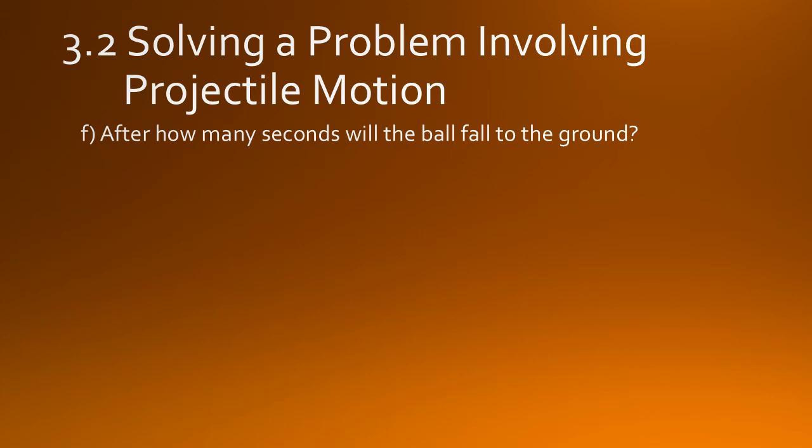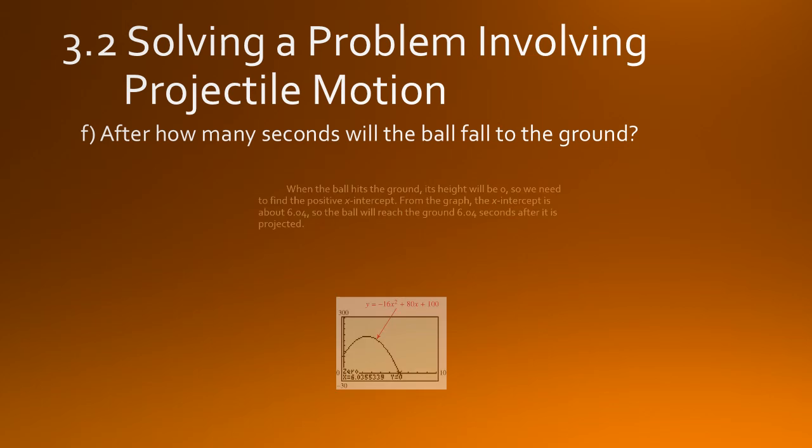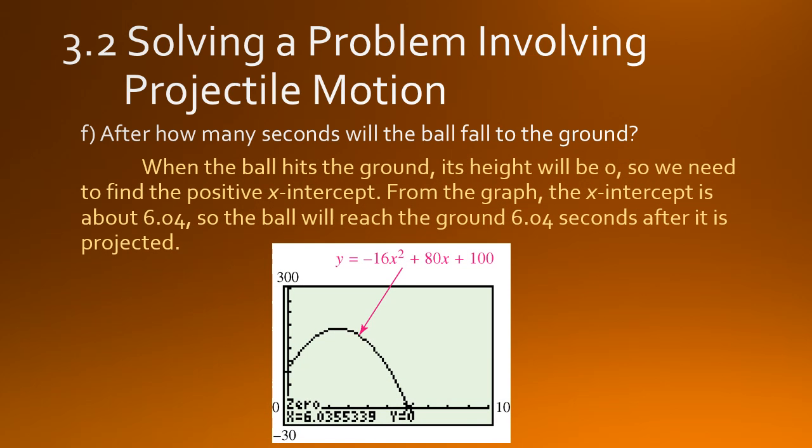After how many seconds will it fall to the ground? Well, the ball is going to hit the ground when the height is 0, so we need to find the positive x-intercept. We need to find what x is when y is 0. From the graph, it's about 6.04. So at about 6.04 seconds, it's going to hit the ground.